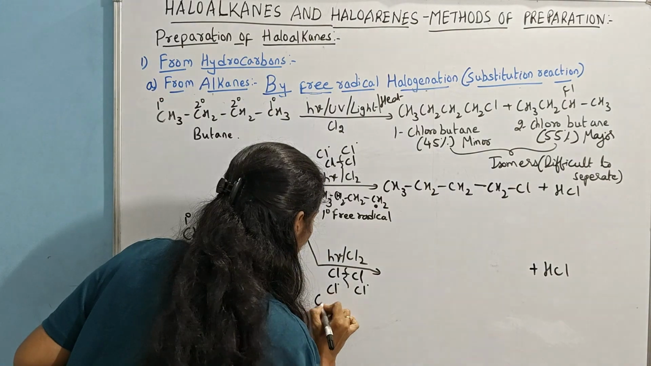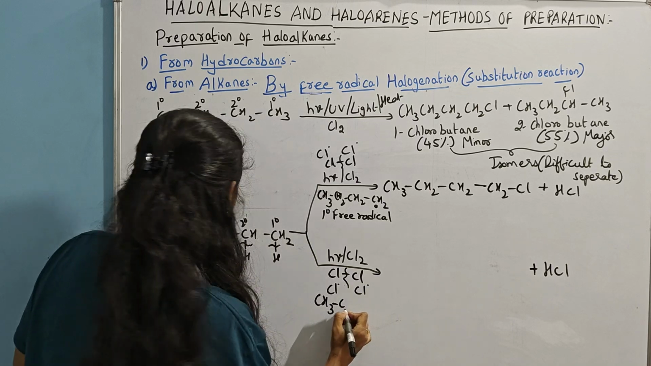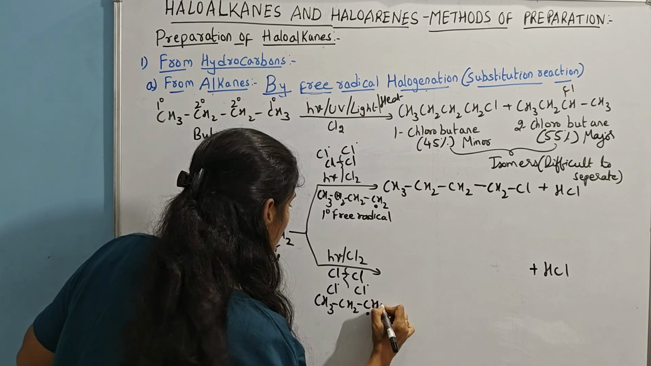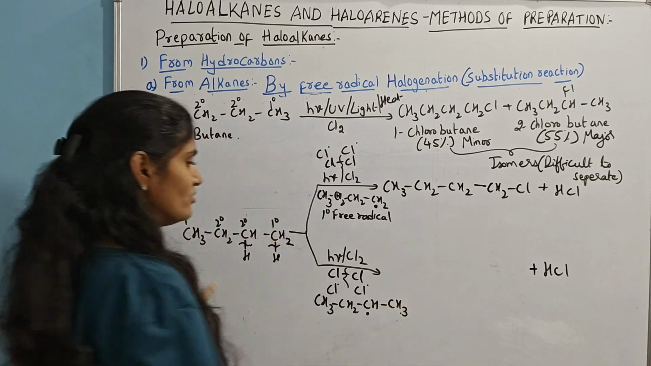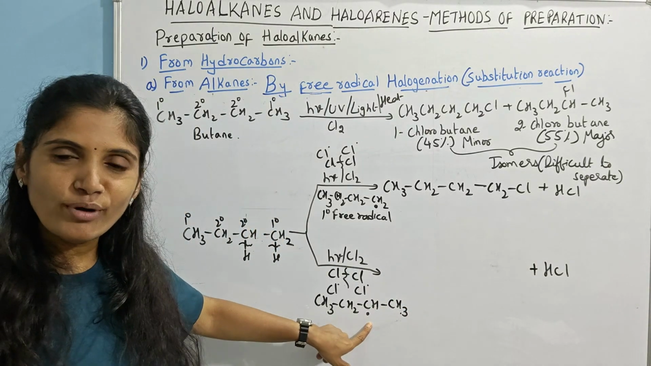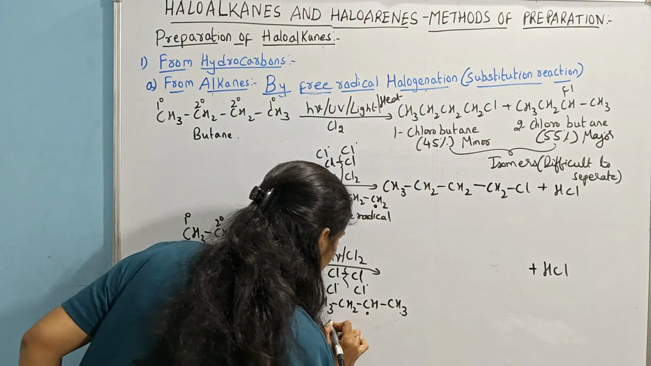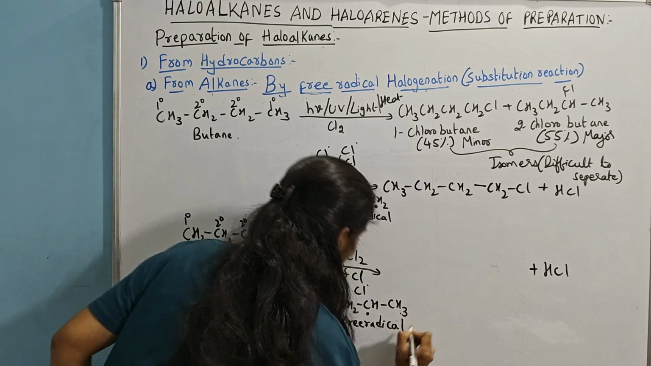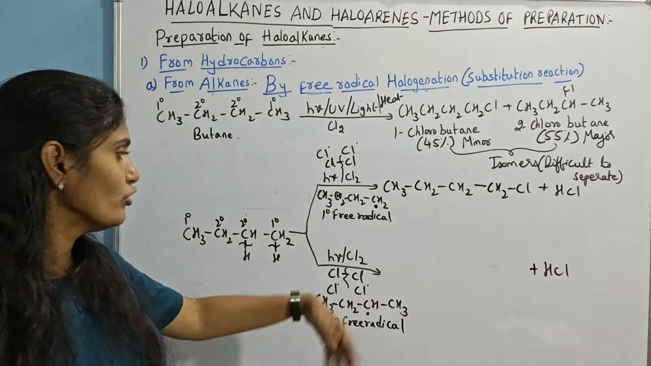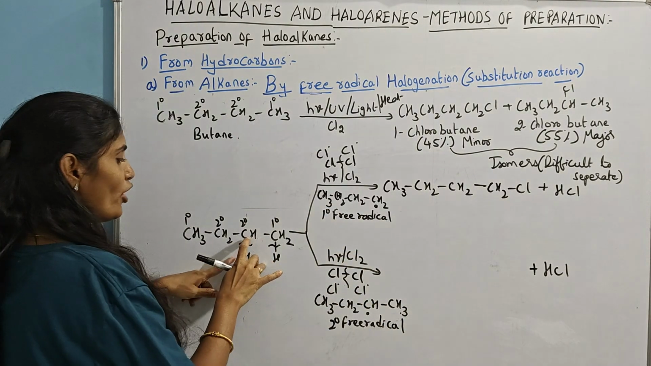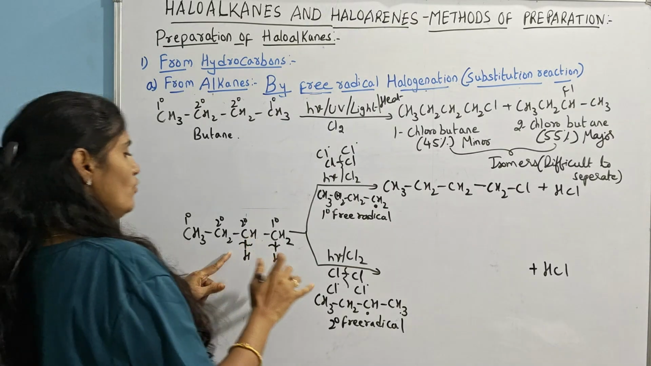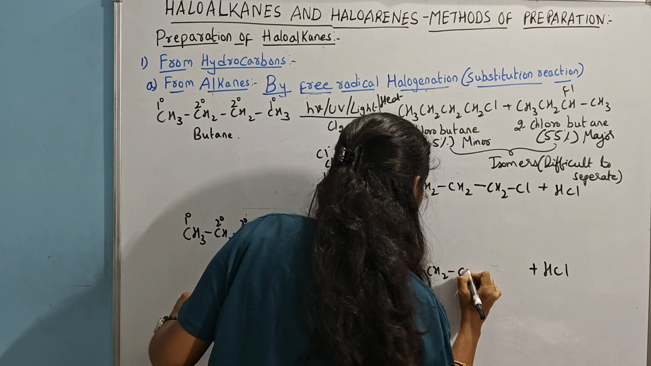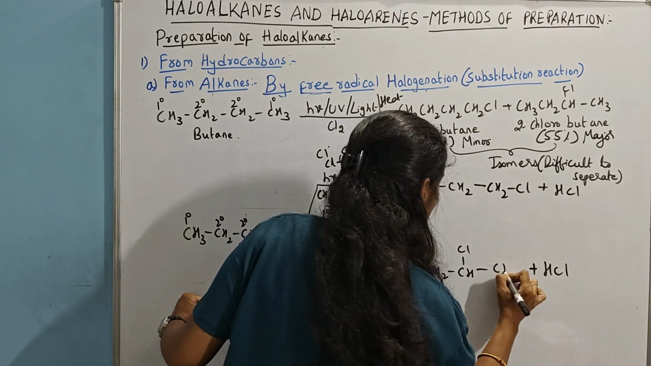So what will be my intermediate here? The intermediate free radical is CH3CH2CH dot CH3. What type of free radical is it? It is a secondary free radical. What will be the product here? Because the bond breaks here, Cl will attack here, giving CH3CH2CHClCH3.